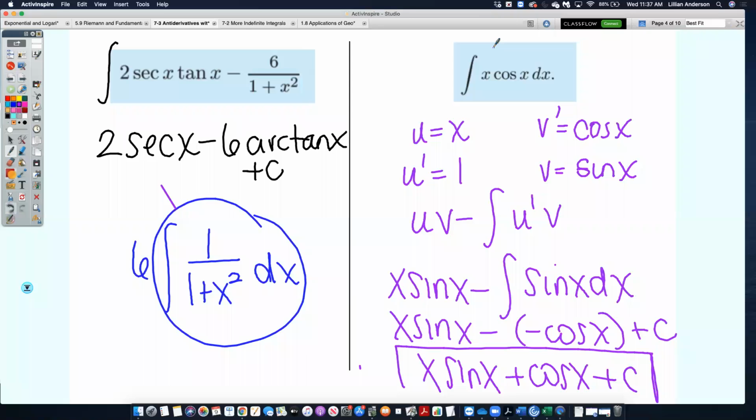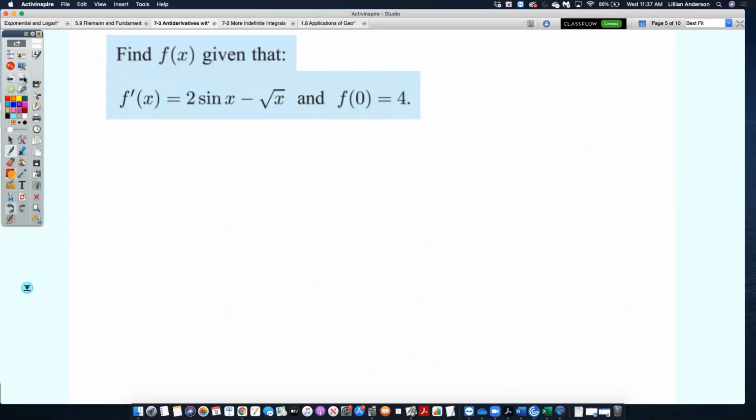All right, let's take a look at this one. I want you guys to do this one. Find f of x. We're going to find f of x given that f prime of x equals 2 sine x minus the square root of x, and f of 0 is equal to 4. So this time we are actually figuring out the equation for f of x. So you have to take the antiderivative of 2 sine x minus the square root of x. What did you guys get for that part?